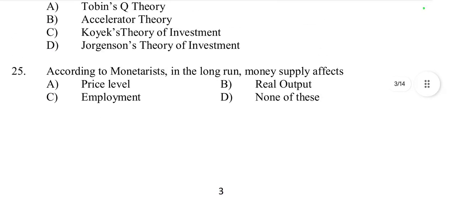And question number 25. According to monetarists, in the long run, money supply affects price level, real output, or employment? Money supply affects price level. Option A is the right answer, because according to monetarists like Milton Friedman, inflation is always and everywhere a monetary phenomenon. So in the long run, money supply affects price level, not real output or employment, due to money neutrality. So option A is the right answer.